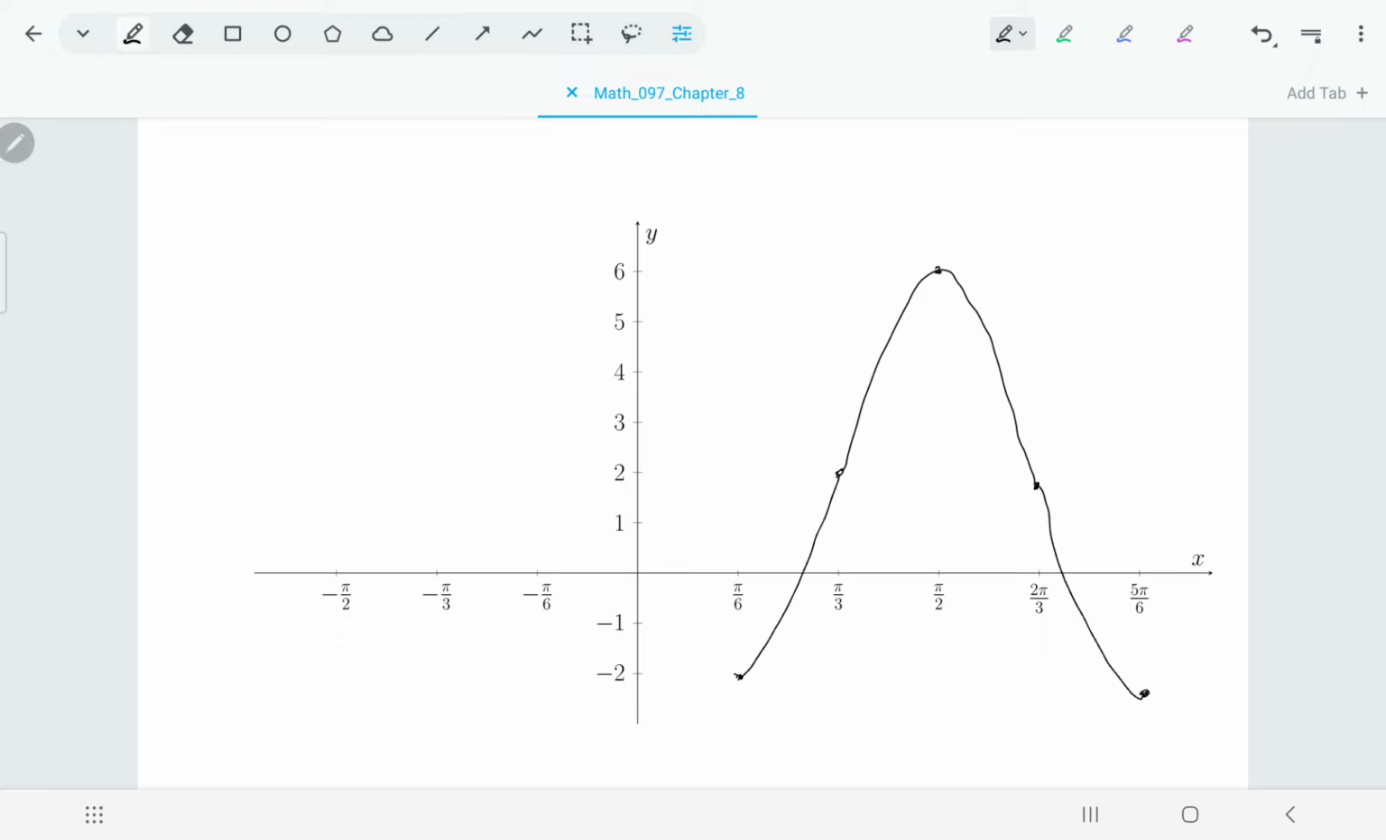And now for my second round, I'm just basically going to repeat this going backwards 1 cycle. So at 0, my y value will be 2, then it's 6, then it'll be 2, then back to -2 again. So we'll have our second cycle. And then the only thing left to do is a lot of labeling.